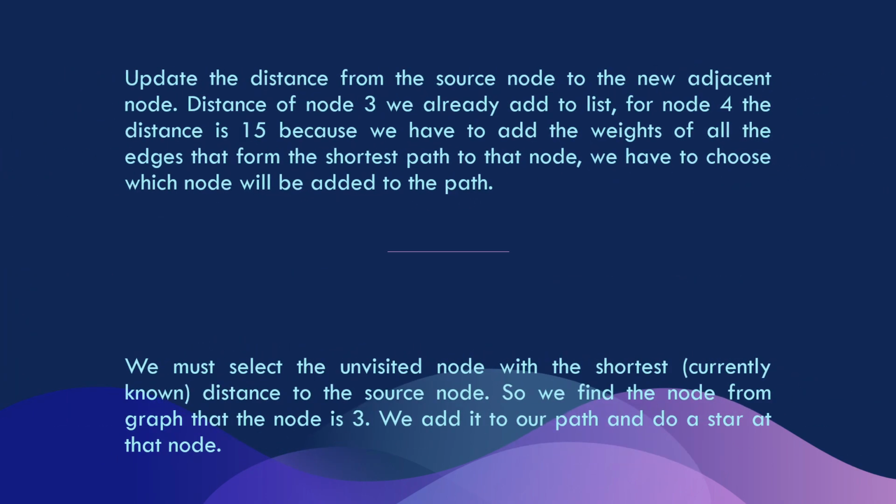After that, we find the distance from the source node to the new adjacent nodes. The distance of node 3 we already added to the list. For node 4, the distance is 15 because we have to add the weights of all edges that form the shortest path to that node. We have to choose which node will be added to the path. We must select the unvisited node with the shortest distance to the source node. So we find from the graph that the node is 3. We add it to our path and put a star at that node.